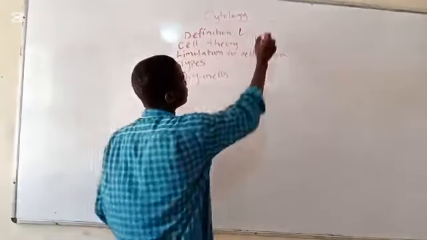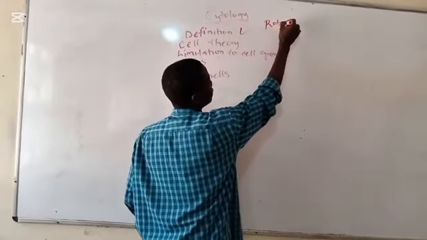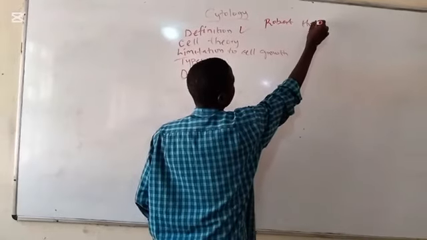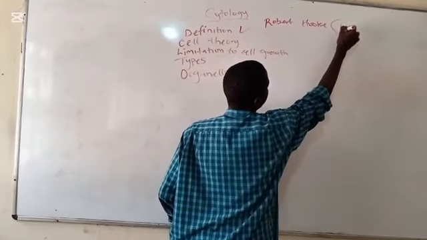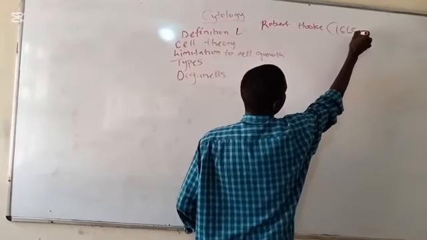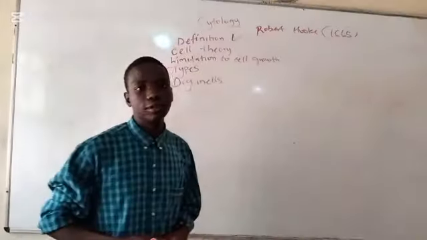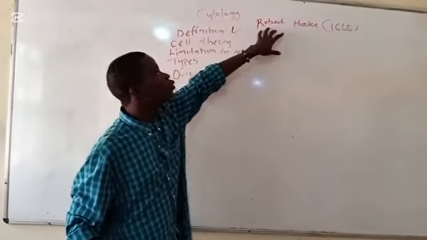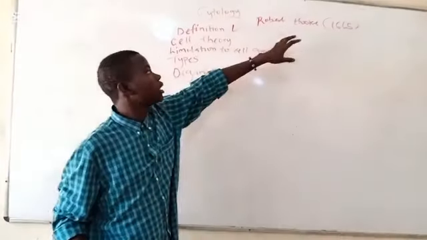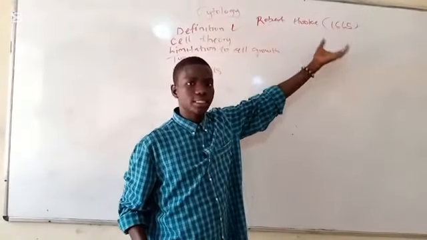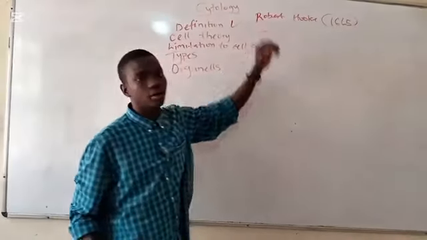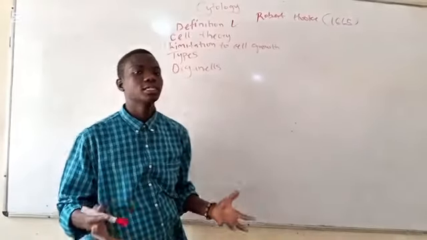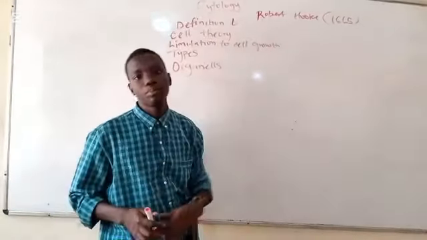So his name is Robert Hooke, and the year is 1665. So in 1665, Robert Hooke made a publication, and he is still currently regarded as the father of cell. That is that about how cell began.